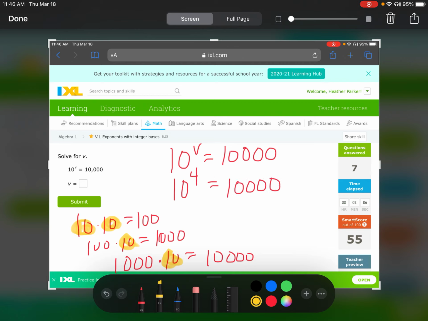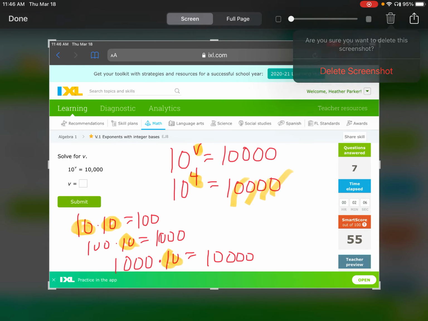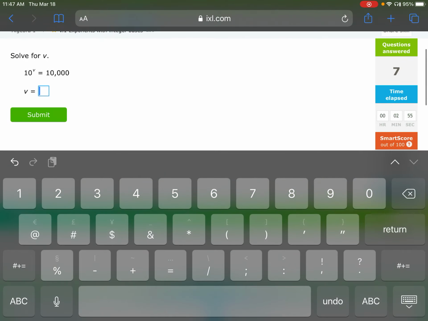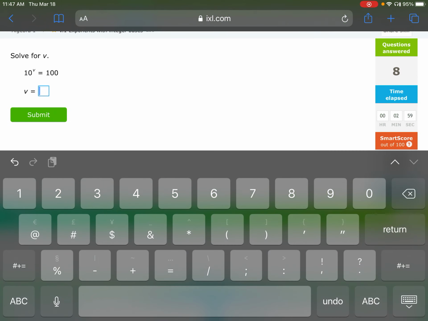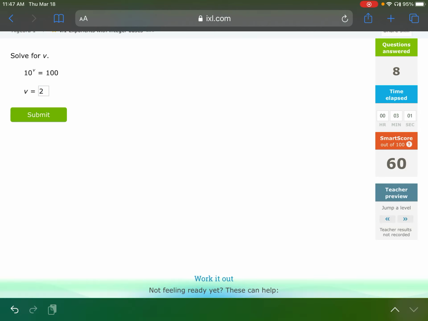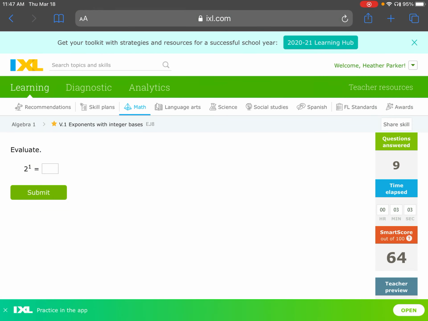So v equals 4. And look how many zeros I have. 1, 2, 3, 4. That's always going to happen with your powers of 10. So this one would be just 2. 10 times 10, also 2 zeros. And then it's going to continue with the same type of questions.